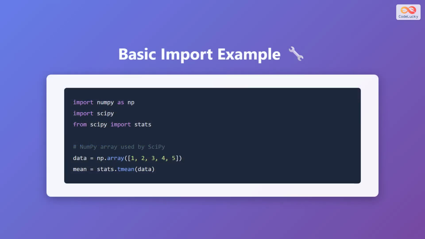Here's how you import and use these libraries together. First, import NumPy as np and SciPy. Then, import specific modules from SciPy, like stats. Notice how we create data using NumPy's array function and then pass that NumPy array to SciPy's tmean function. This demonstrates the seamless integration between the two libraries.